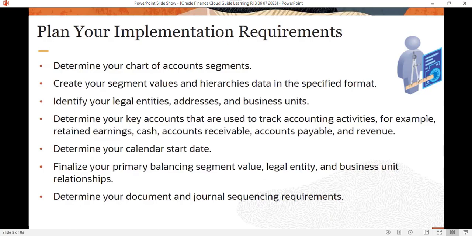Then you also need to decide on your document sequencing. Do you need to have your documents, your journal sequences created? So are you sequencing your AP invoices, your journals, that kind of thing? Is it required in the countries that you are implementing in? In some countries it is. Places, for example, Spain, France, etc. They all have to have document sequencing.